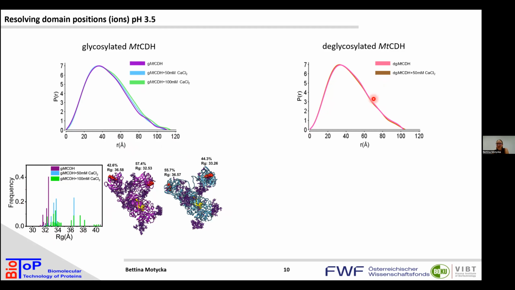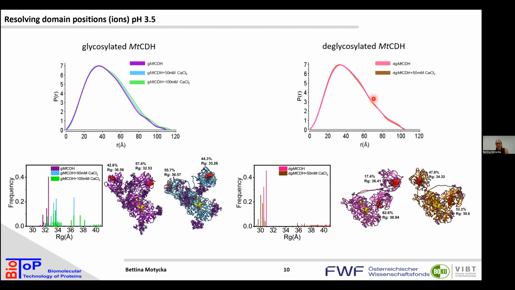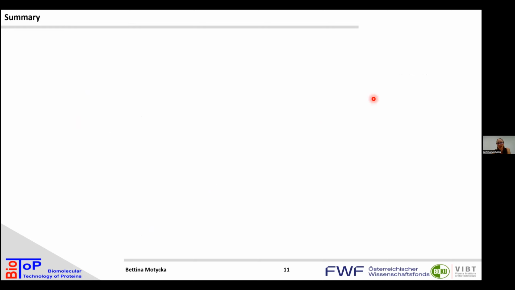So this indicates that the addition of calcium has no additive effect if you already have a compact structure. And this is also again confirmed by the modeling. And with this, I'm already at the summary. I hope that in this talk about presenting the SEC-SAXS data, I could show you what you can do, and that it's a cool tool to use to study the mobility of a domain.